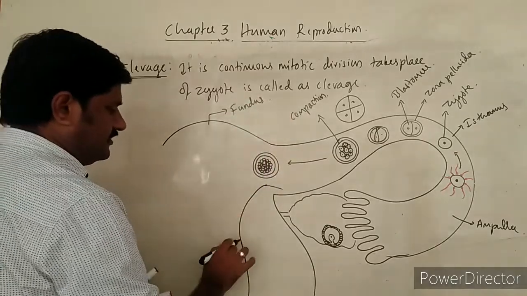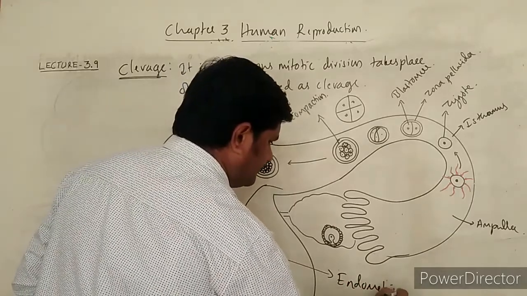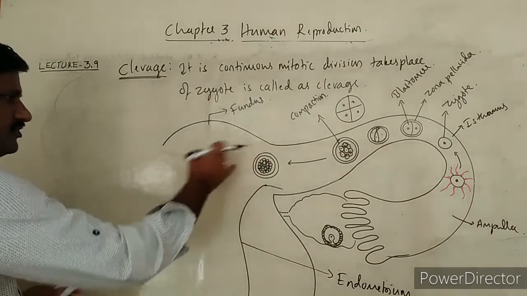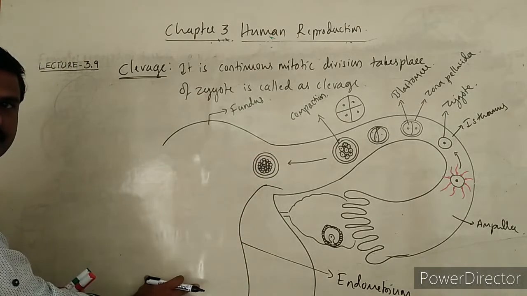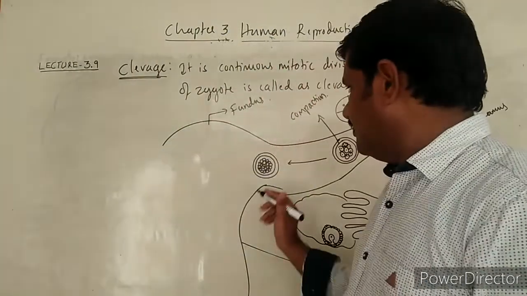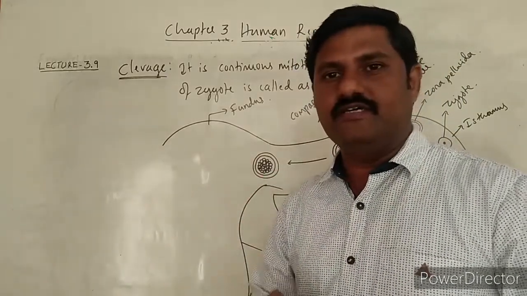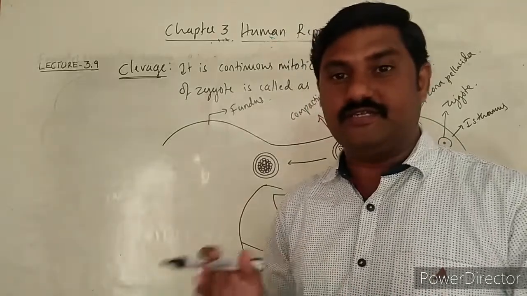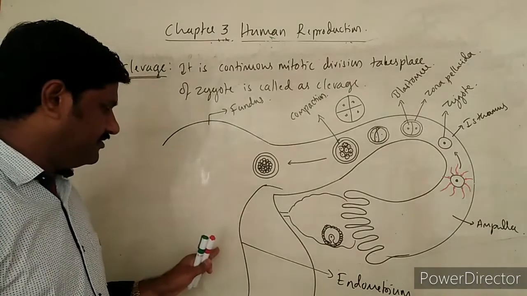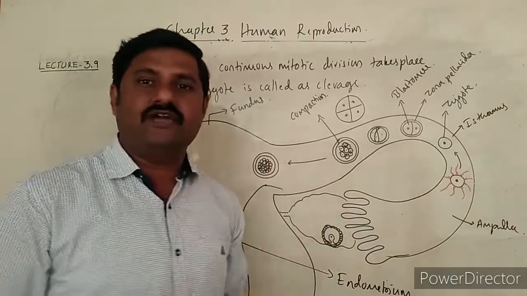Already you know the fundus. This is called as endometrium. Endometrium, you know it better. Now it is about to enter into the uterus, the uterine cavity, right? So at the end of the 4th day, it reaches the 8 to 16-celled stage. It enters almost the uterus.